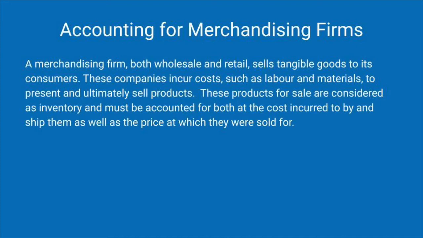So these companies incur costs such as labor and materials to buy the inventory, and they're going to sell that and generate revenue based on it. Now, the assumption is they're going to buy it for one price and sell it for a higher price and make profit on the difference. So these products for sale are considered inventory, and from an accounting point of view, they've got to be accounted for both at a cost level and at a revenue level.